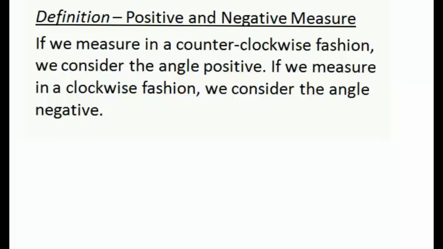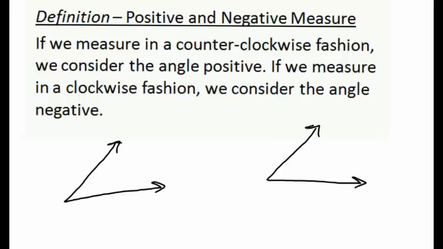Let's discuss first the idea of positive and negative angle measures. Consider the following two diagrams. If we measure in a counterclockwise fashion, then we consider the angle positive. That means in my picture down here, if I begin on this initial arm and I measure in a counterclockwise fashion to get to what we call the terminal arm, then we consider theta here to be a positive angle.